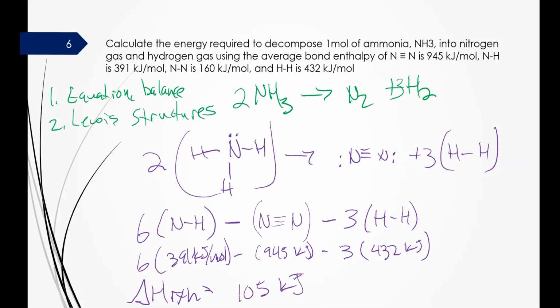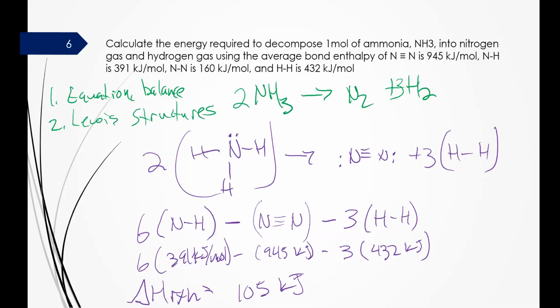Now the tricky part though, is this 105 kilojoules, that's for the reaction. What is our question asking us for? To decompose 1 mole. So our reaction is how many moles of NH3? And 2 moles of NH3. So we don't want to just report this out as 105. What do we want to do?